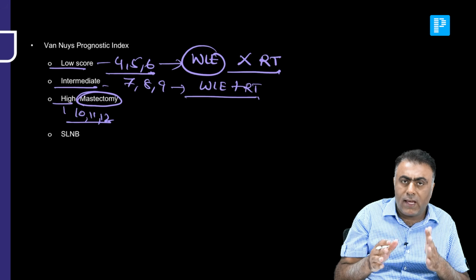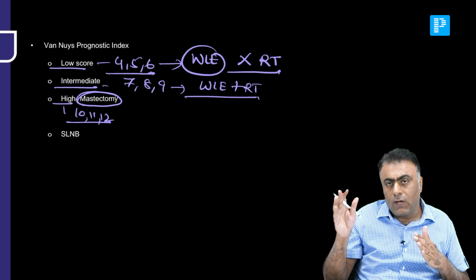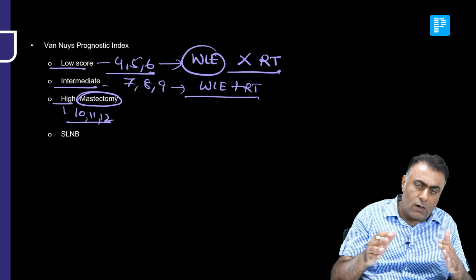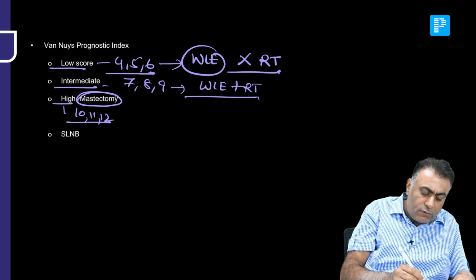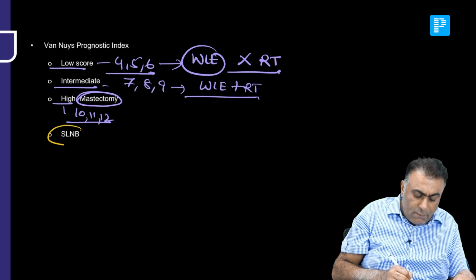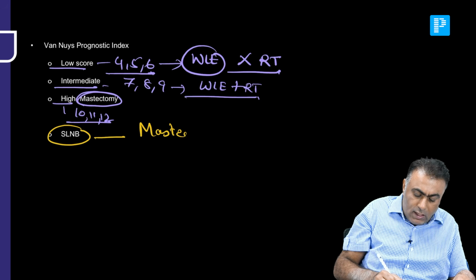Low score 4, 5, 6, only wide local excision. 7, 8, 9, intermediate score, you have to give radiotherapy after wide local excision, and a score of 10, 11, 12, you always have to go for a mastectomy. Then what is the role of sentinel lymph node biopsy in a patient of ductal carcinoma in situ? Sentinel lymph node biopsy is required only if you are doing a mastectomy.